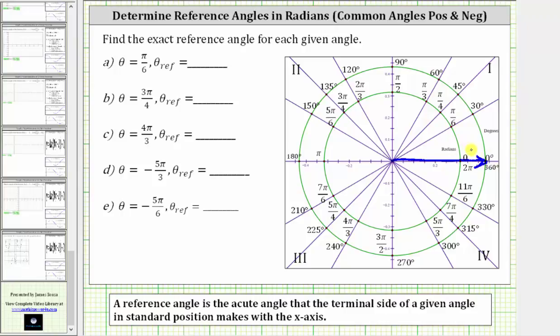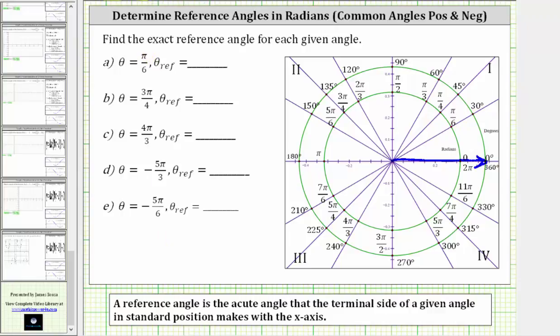If the angle is positive, the rotation is counterclockwise. If the angle is negative, the rotation is clockwise. Our first angle is theta equals pi over 6 radians, which we can see is equal to 30 degrees, but in this video, we will practice by leaving the angles in radians.